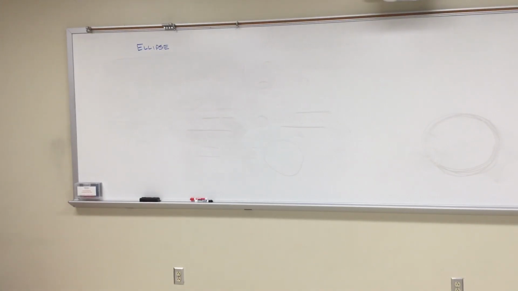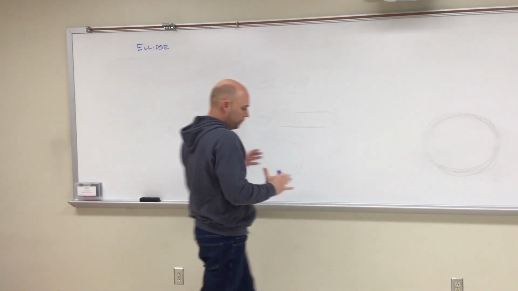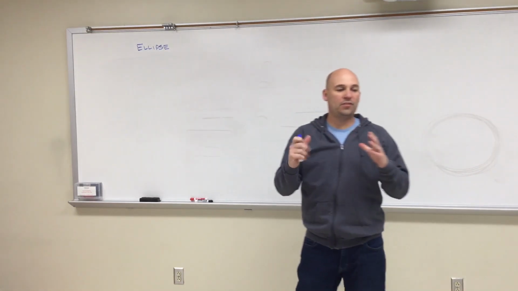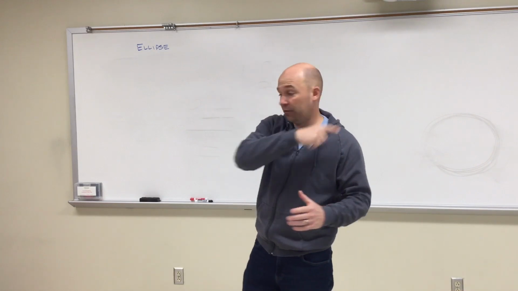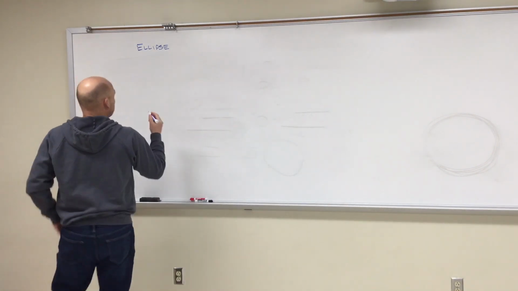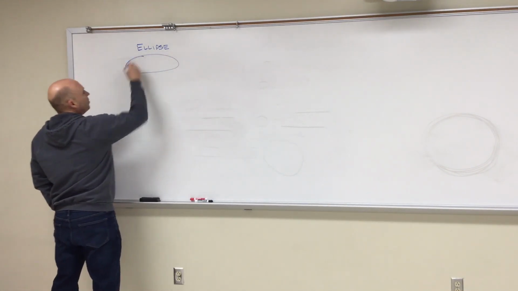Okay, so today we're going to talk about an ellipse, and an ellipse is an oval. It's kind of how the Earth travels around the sun. People always think it travels in a circle. It doesn't. It travels in an oval shape. Okay, so there's two types of ellipses. The first type of ellipse is an oval.